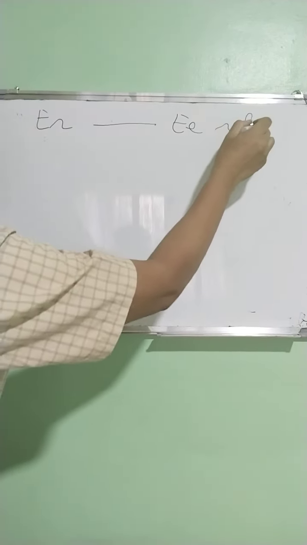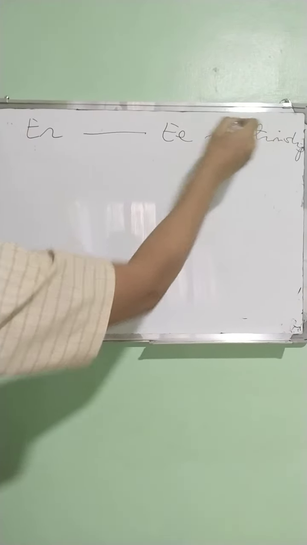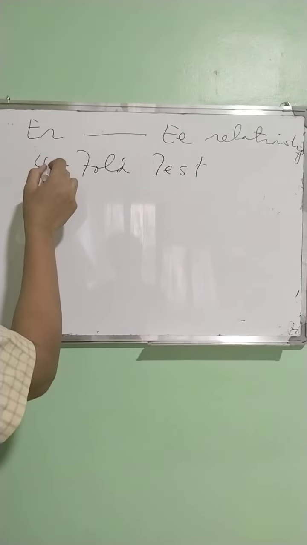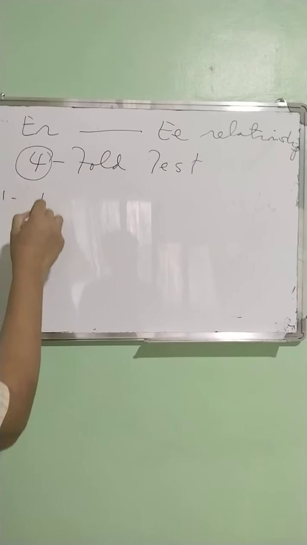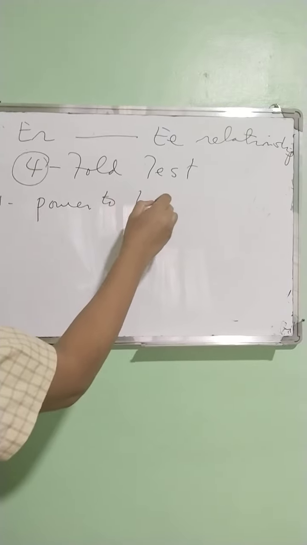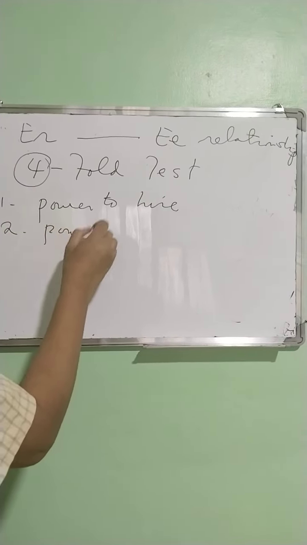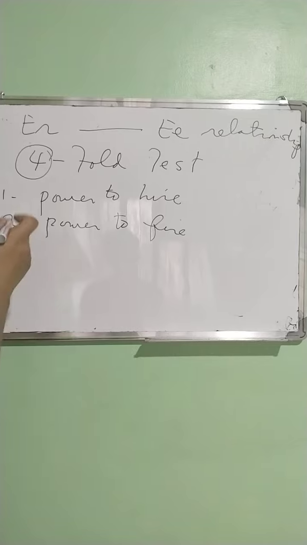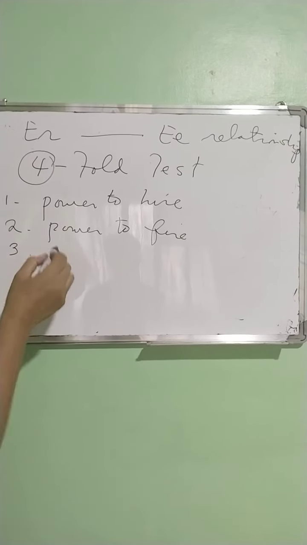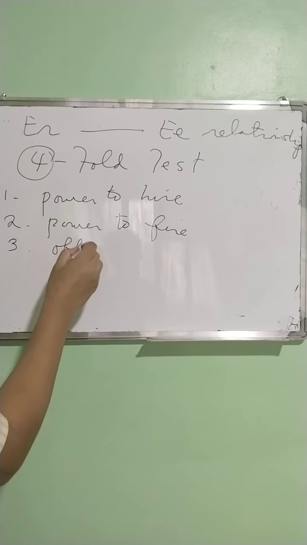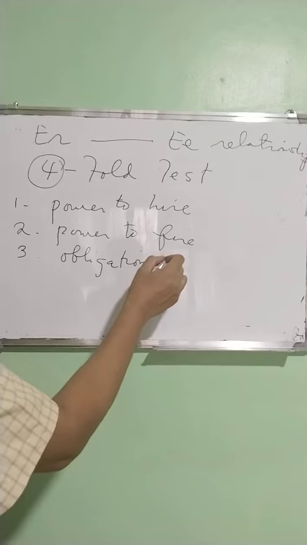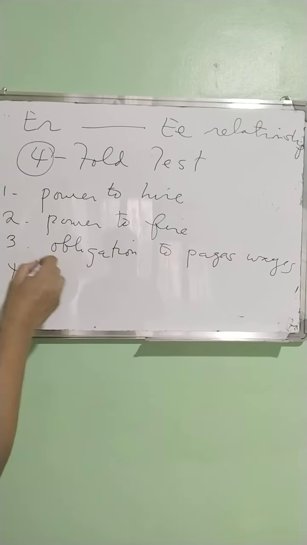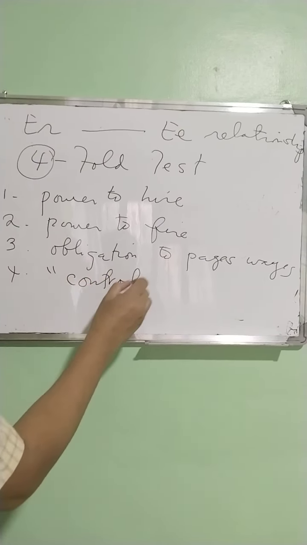employer-employee relationship? I told you there is what we call the fourfold test. And this test consists of four requirements. The first is the power to hire. The second is the power to fire. If he has the power to hire, engage the services of somebody, he has also the power to fire. Fire meaning to remove an employee. Then the third is the power, or what we call the obligation to pay wages. Diba? Yung babayaran yung salary, the obligation to pay wages or salaries. And then the fourth one, which is the most important, is the control test.